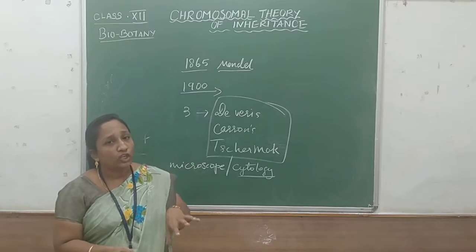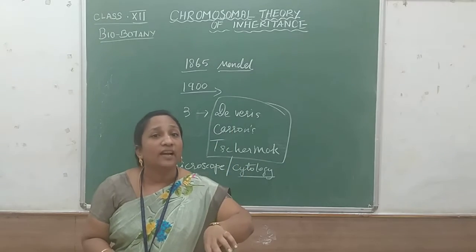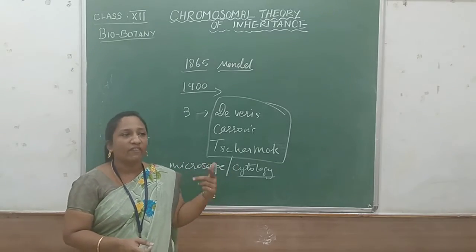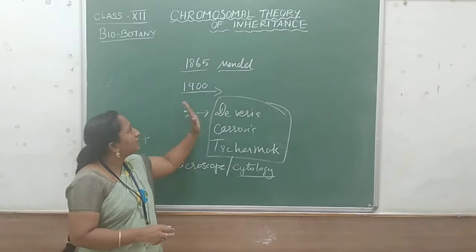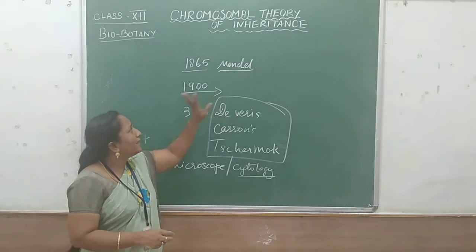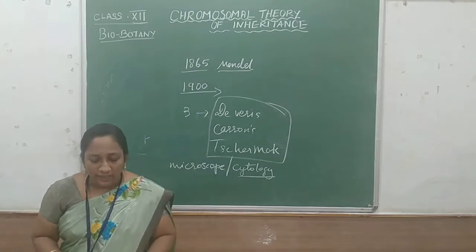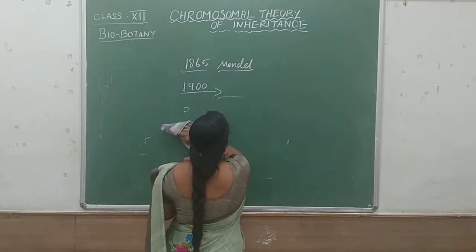That nucleus has the chromosome, the chromosome has the DNA, the DNA has the gene, the gene is called a trait, and the trait has alleles, everything. Because of these scientists, finally all scientists accepted Mendel's theory of inheritance. After that, what happened in 1902? Children, up to this clear?